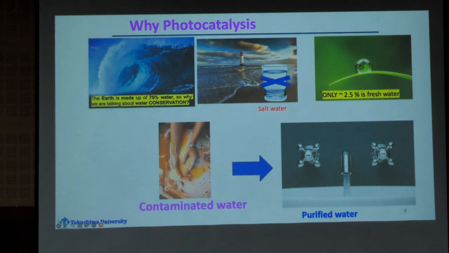Now, in the search of such kind of material or energy sources, one of the applications is photocatalysis. Before explaining the meaning of photocatalysis, I want to tell you why photocatalysis is important. First of all, our earth has 70% water. But of that 70%, most of the water is covered by the sea.